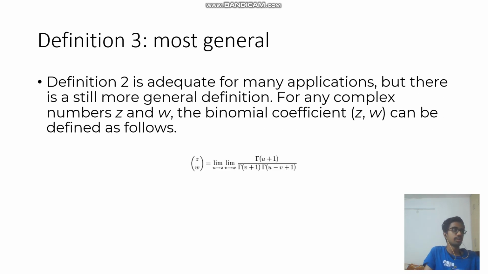Definition 3. Most general. Definition 2 is adequate for many applications, but here is a still more general definition. For any complex numbers z and w, the binomial coefficient (z choose w) can be defined as follows. (z choose w) equals the limit as u tends to z of the limit as v tends to w of Γ(u plus 1) divided by Γ(v plus 1) times Γ(u minus v plus 1).